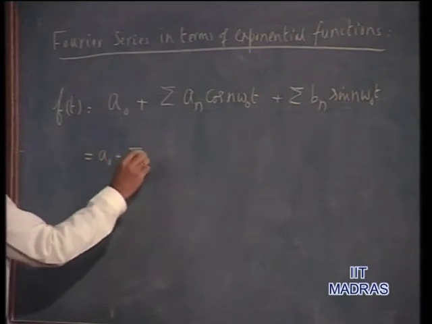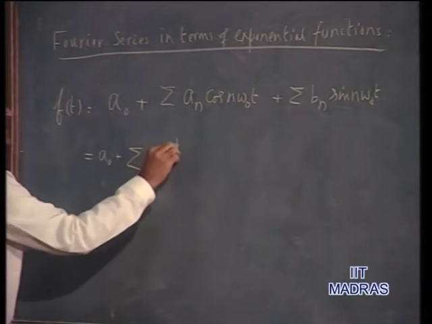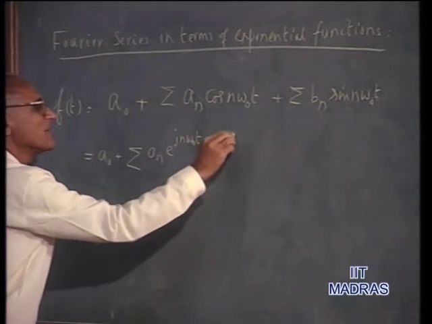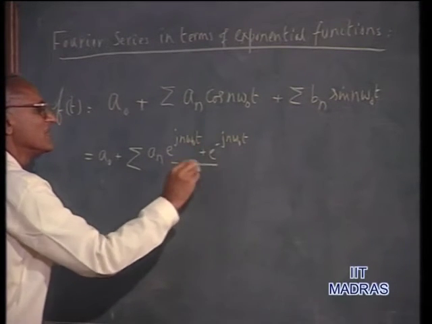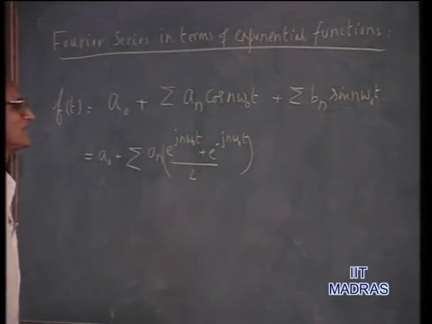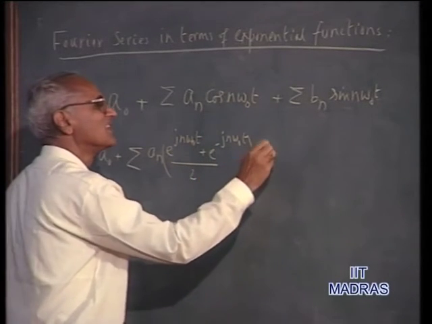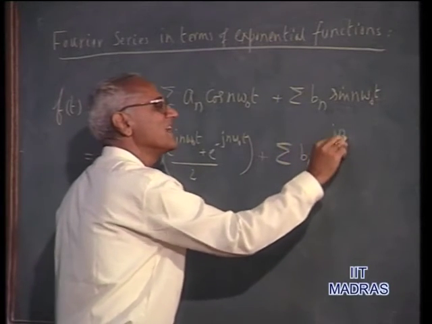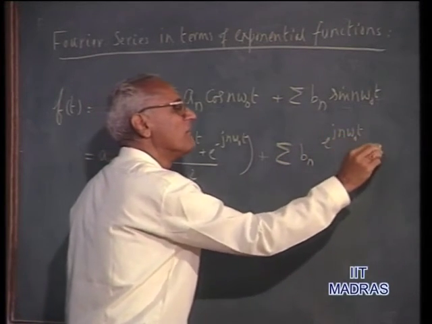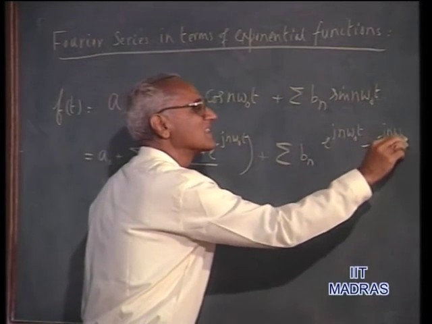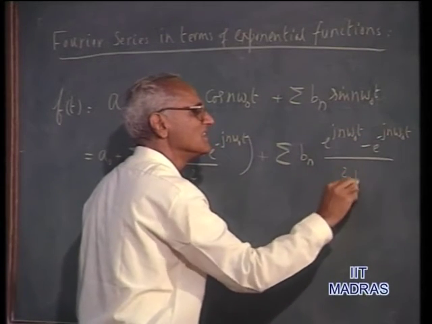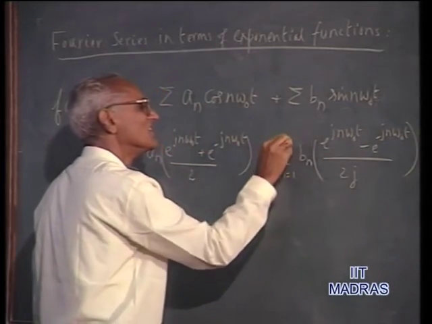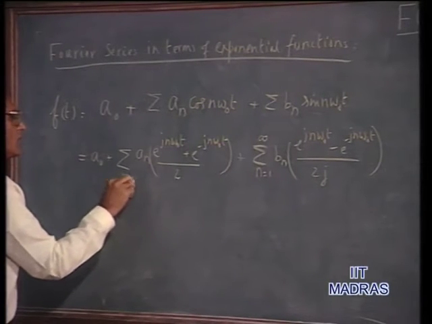So I can write this as a n, e to the power of j n omega naught t plus e to the power of minus j n omega naught t, divided by 2, plus b n, e to the power of j n omega naught t minus e to the power of minus j n omega naught t, divided by 2j, n from 1 to infinity.